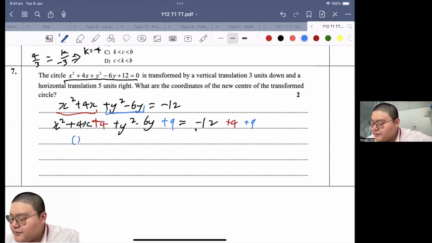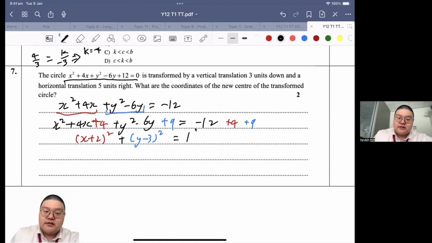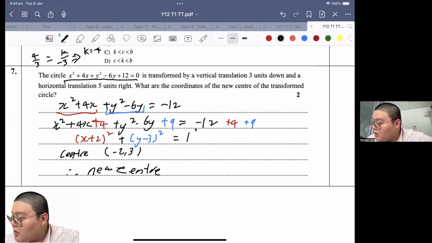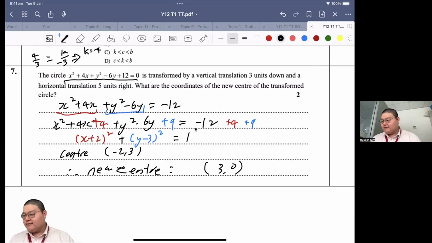So now I have x plus, I use a different color, sorry. I have x plus 2 squared plus y minus 3 squared equals 1. I don't care about the radius. Center right now is negative 2 and 3. That means the new center is just 3 units down, 5 units right: 3 and 0. All done. Let's move on.